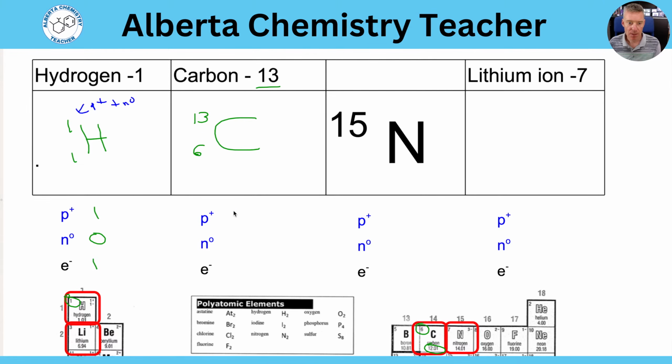Proton count, well, it's atomic number 6. It's neutral. Electrons will be 6. And the neutron count is just the 2 and subatomic particles in blue. So 6 and 7 gives us 13.